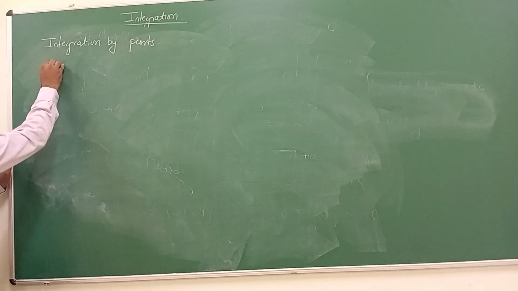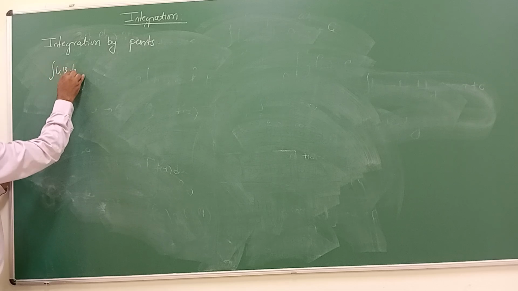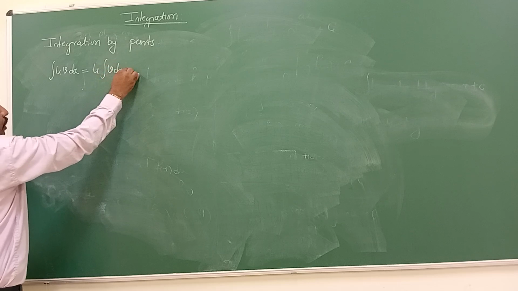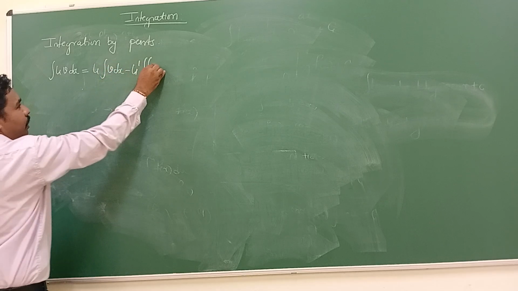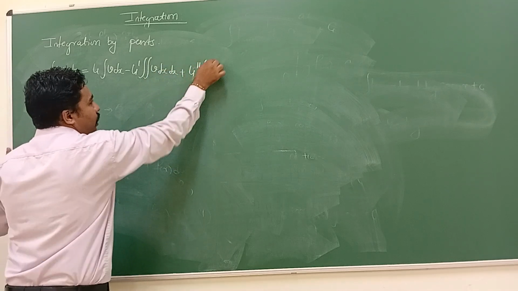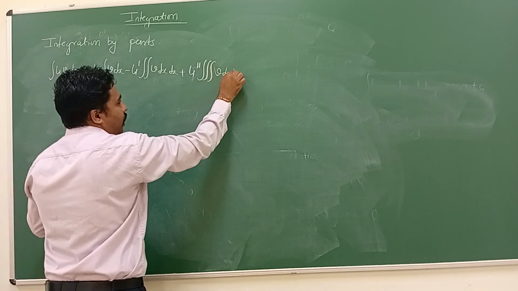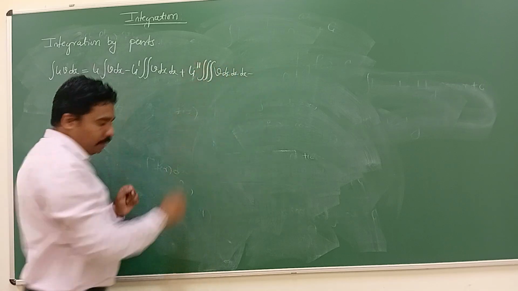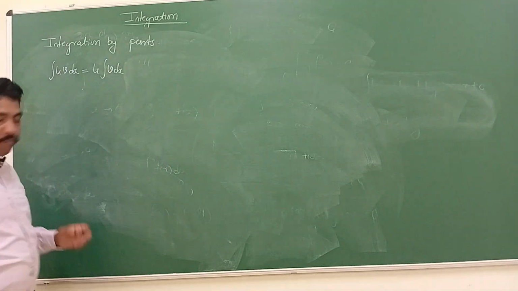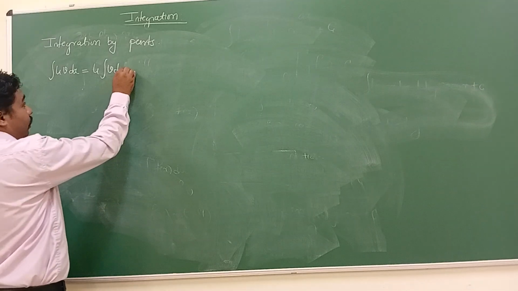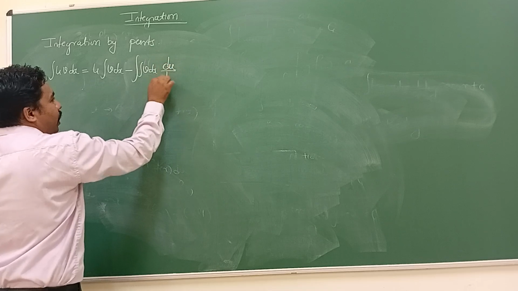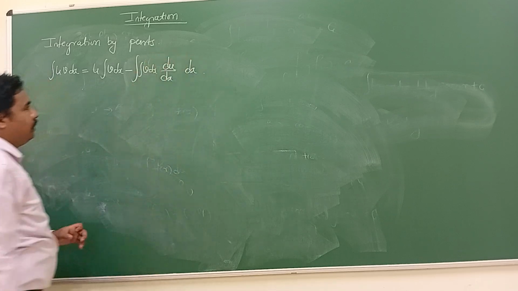So what it says, integral of u into v dx is equal to u integral v dx minus u dash double integral v dx dx plus u double dash triple integral v dx dx dx. Sorry, I'll just write first the 12th standard formula, and I'll show the next formula. Integral of u v dx equals u integral v dx minus integral of du by dx into integral v dx, dx.